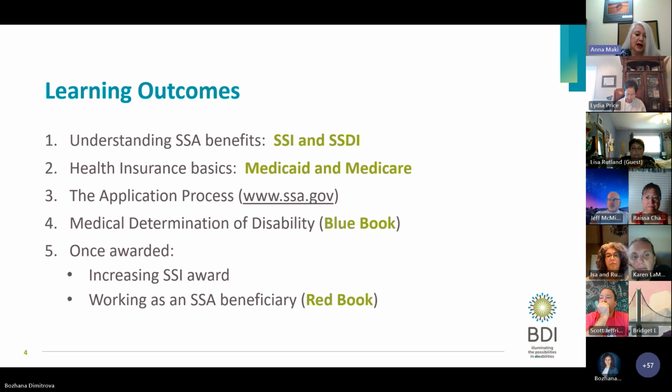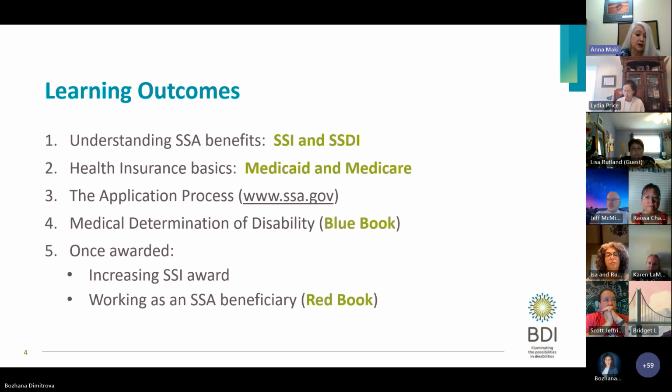We're going to talk about the application process and what that looks like today. Might be changing again soon, but we'll talk about what that process looks like today. And then we'll focus on the medical determination of disability. And this is the key piece, and this is what I spend most of my time on when I'm working with individuals. I want to make sure that they have the appropriate documentation to get that medical determination of disability.